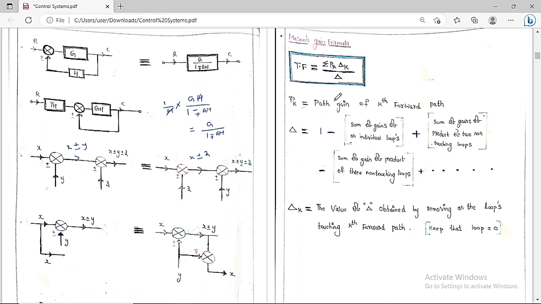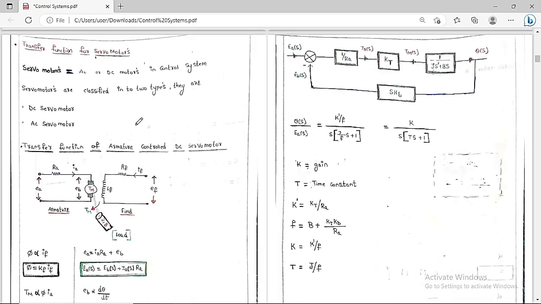Path means you have to travel from the initial position to the final position in the direction of arrows without traveling any node more than once. A loop is one where the initial point is equal to the final position, and you again travel in the direction of arrows without traveling any node more than once. These things you always have to keep in mind. So this is all about Mason's gain formula.